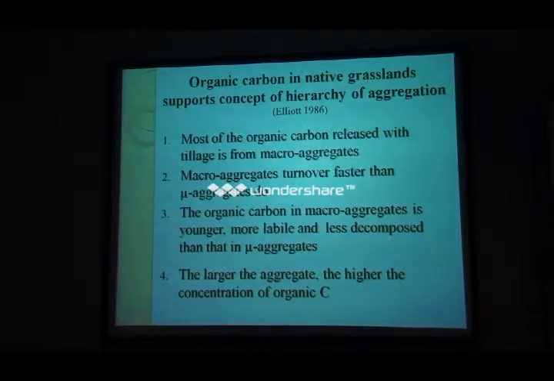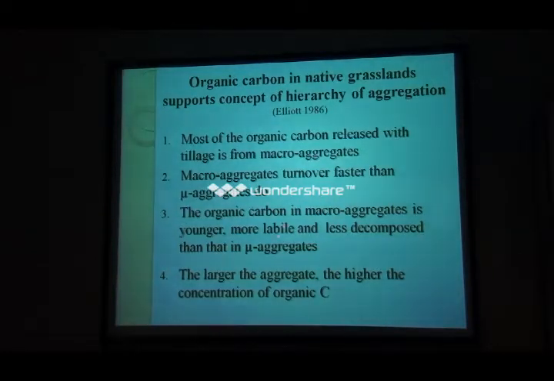Elliott used organic carbon in soil. He was working with native grasslands that had only recently been tilled, and he showed that most of the organic carbon released with tillage is from the macro aggregates, the large aggregates, and so the macro aggregates turn over much faster than micro aggregates.